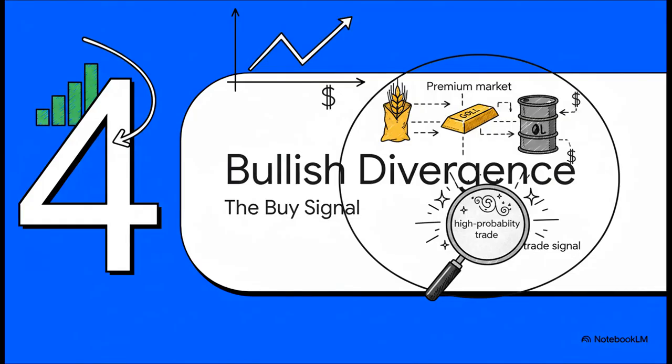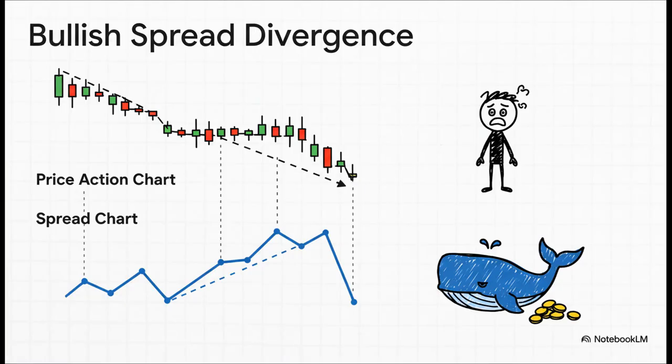All right, now this is where it all comes together. This is the fun part. We've got our premium market condition, we've got our spread chart tool. Now let's combine them to find a real high probability trade signal. This is where the magic really happens. This right here, this is the light bulb moment.